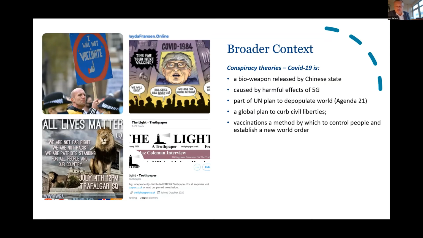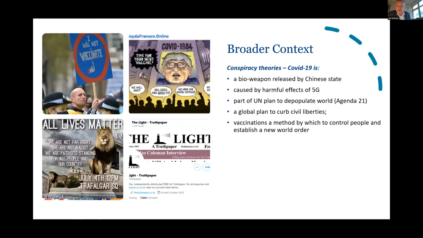So some of the others that have been out there: COVID-19 as a bioweapon released by the Chinese state. You probably heard about the one to do with the harmful effects of 5G. And you would have heard, especially early on, that dozens of 5G masts were attacked early on in the outbreak of coronavirus in 2020.